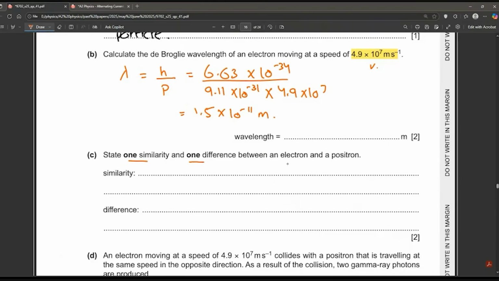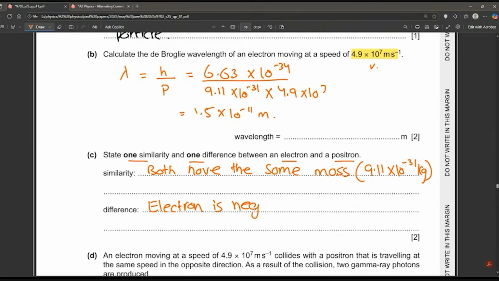State one similarity and one difference between an electron and a positron. What is the similarity? Both have the same mass. What is the mass? The mass of both is the same, but what is that mass? 9.11 into 10 to the power of minus 31 kg. What is the difference? Electron is negatively charged. However, positron is positively charged. Easiest possible thing. Let's move ahead.